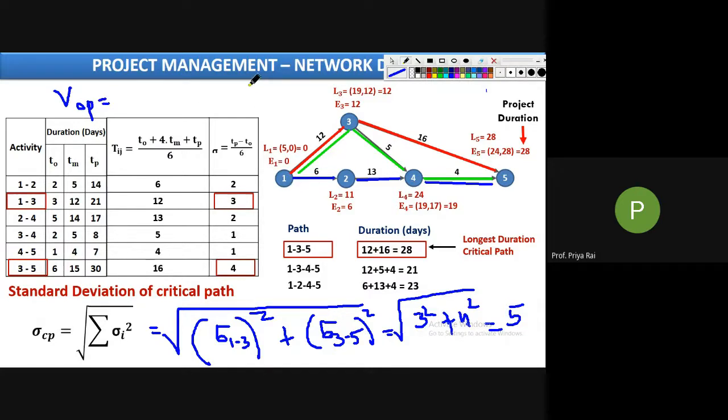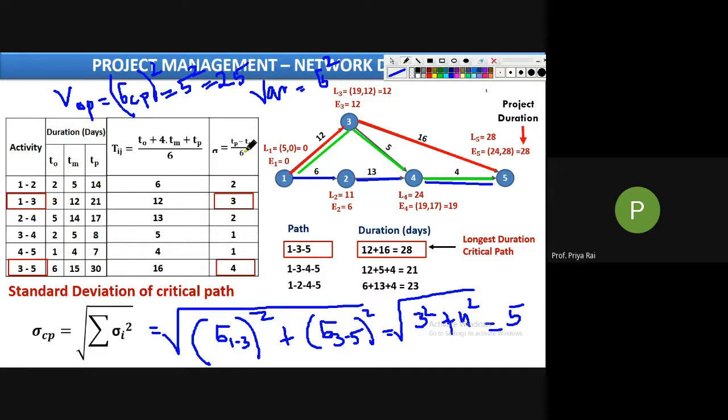What was the relationship between variance and sigma? We know variance equals sigma square. So variance of CP equals sigma CP square. Our sigma CP is 5. So 5 square, and the variance of the critical path will be 25.